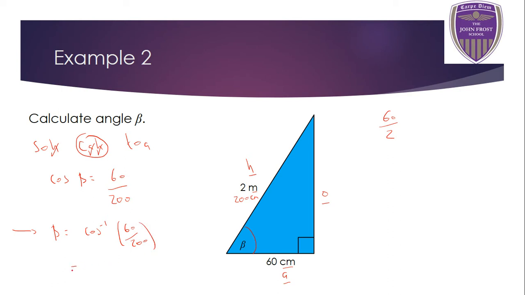And I haven't memorized this one because I'm not that weird. So the inverse cos of 60 over 200 gives you 72.54 degrees, to 2 decimal places. Okay.